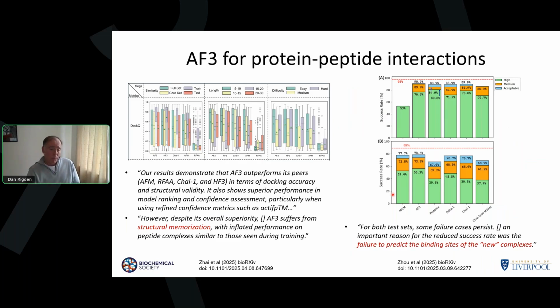Just talking about protein peptide interactions, here are two benchmarks. Again, the simple message really is that AlphaFold 3 is better than these alternatives. But interestingly, both of these benchmarks commented that AlphaFold 3 suffers from structural memorization. So as soon as you go outside the training set, the performance decreases. And exactly the same message over here. But essentially a nice, clear, simple, consistent view from these two independent exercises that AlphaFold 3 is the best, actually.